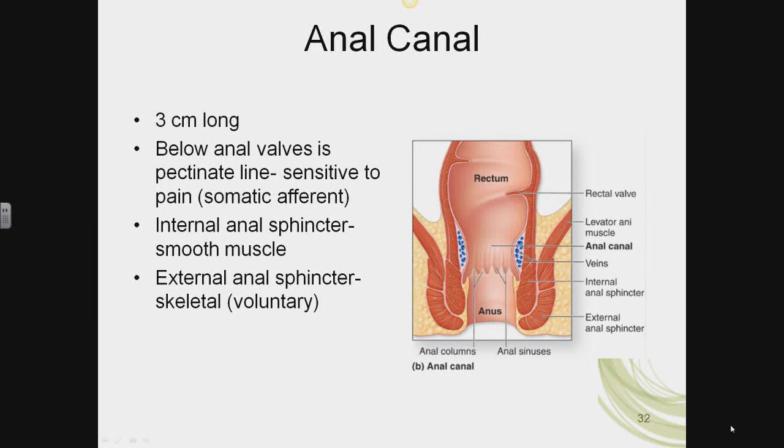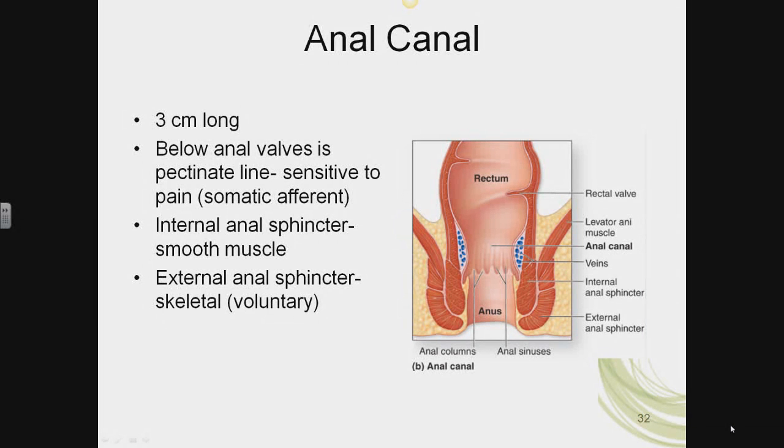Also below this pectinate line, instead of simple columnar epithelium, the epithelium changes at the level of the anus to stratified squamous epithelium. Again, that's to help withstand the abrasion from the fecal material coming out of your body.